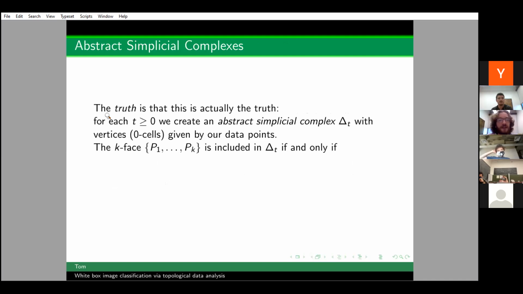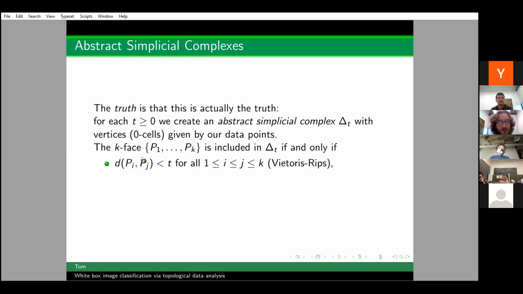So the idea is that instead of working with an actual geometric space in the plane, what we're going to do is create an abstract simplicial complex with vertices given by our initial data points. If you don't know what abstract simplicial complexes are, I'm sorry. The idea is to decide when a k-face is included in the time t simplicial complex. Well, there's various ways of doing it, so I'll give you two. The first way is called the Vietoris-Rips complex, and a simplex is included in the complex if and only if all of its pairwise distances are less than t.